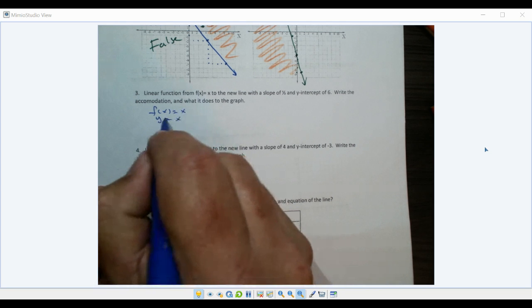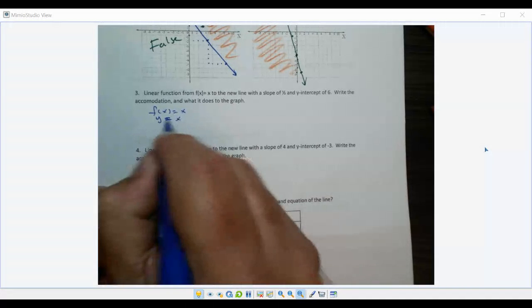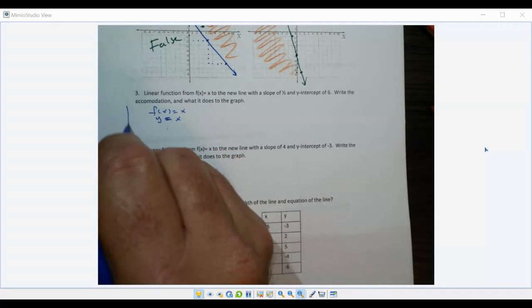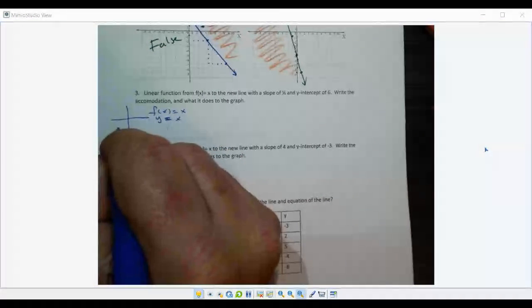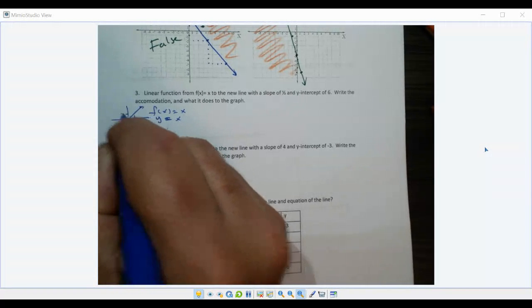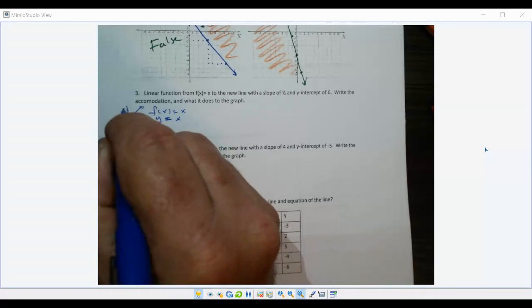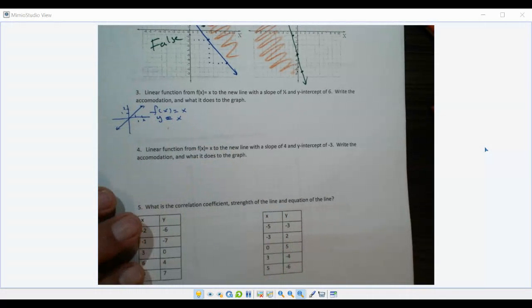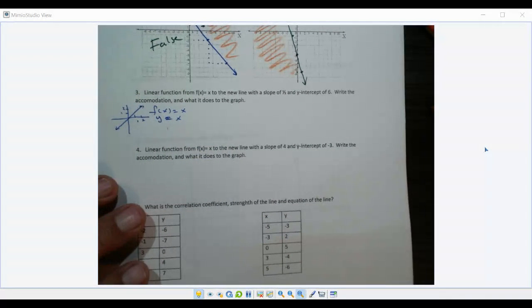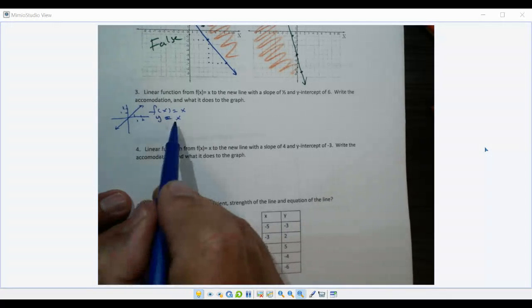And whenever you see f of x equals x or y equals x, that is the parent function. The parent function is a line that goes through the origin, and it's like a 1-to-1 ratio. It's like this is 1, this is 1, this is 2, this is 2. All right? So that's the parent function. It's called a parent function. I call it the grandfather of all lines because what we're going to do is add and subtract things to x, or multiply things to x, or both.